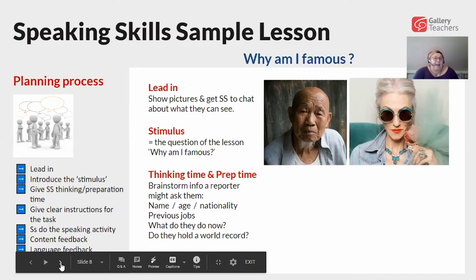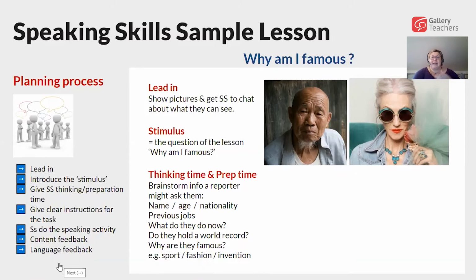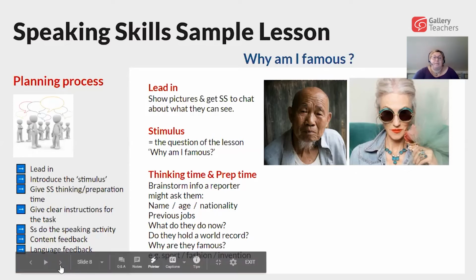Are they famous because they hold a world record? And if not, why are they famous? So these would all be some really good ideas that we could feed into the class to get the students starting to think about why their particular person might be famous. And of course, if you're doing it together, you'd be taking examples from the students as well. So hopefully you'd be able to build up quite a nice pile of brainstorming suggestions to help them.